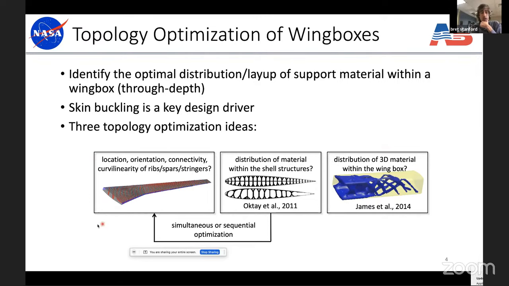The focus of my work that I'll present today is on this first category. So we know that we want to use ribs and spars and stringers inside the wingbox, but we don't know how many we want, or where they should be oriented and how they should be connected. And maybe we want straight members, maybe we want curved members, and so on and so forth, right? So this is a topology optimization problem that we want to solve.